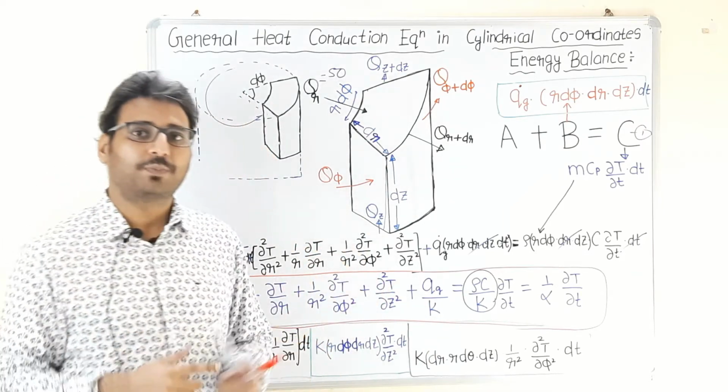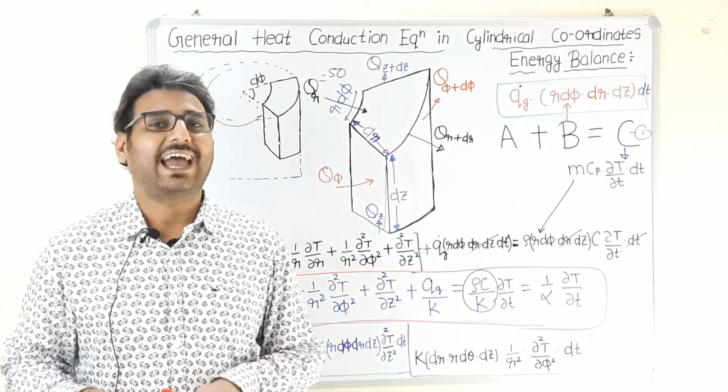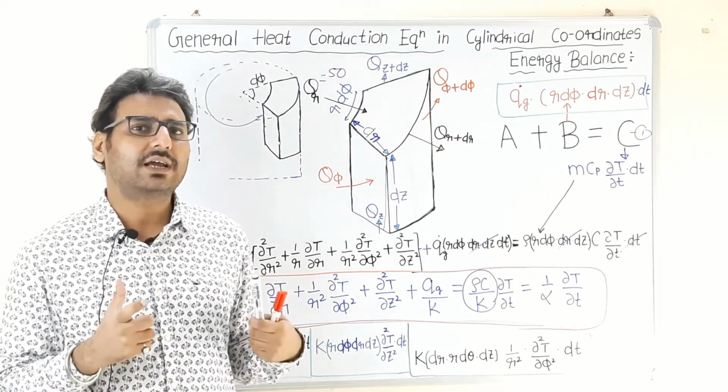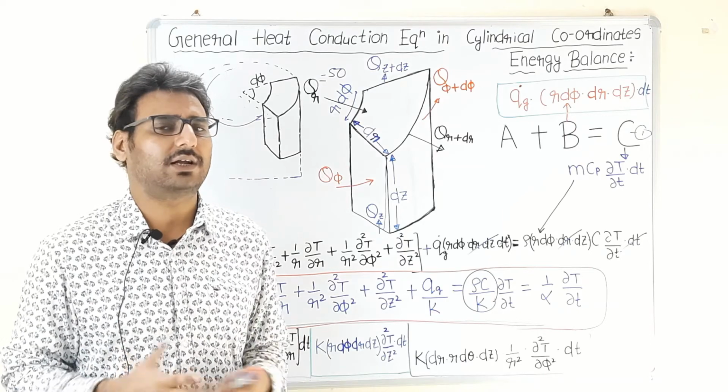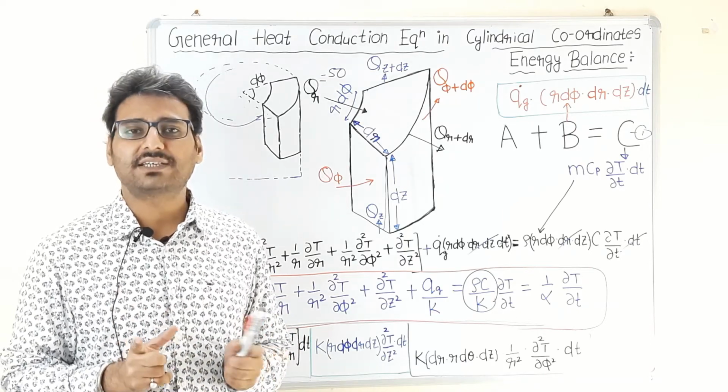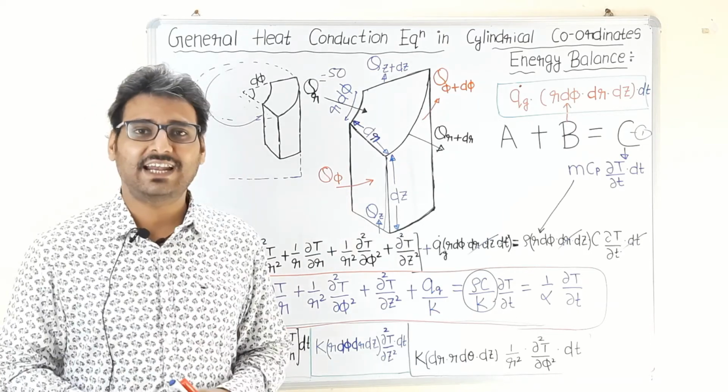Okay, so now we will stop here and discuss 1D steady state heat conduction in the radial direction through cylindrical coordinates in the next lecture.